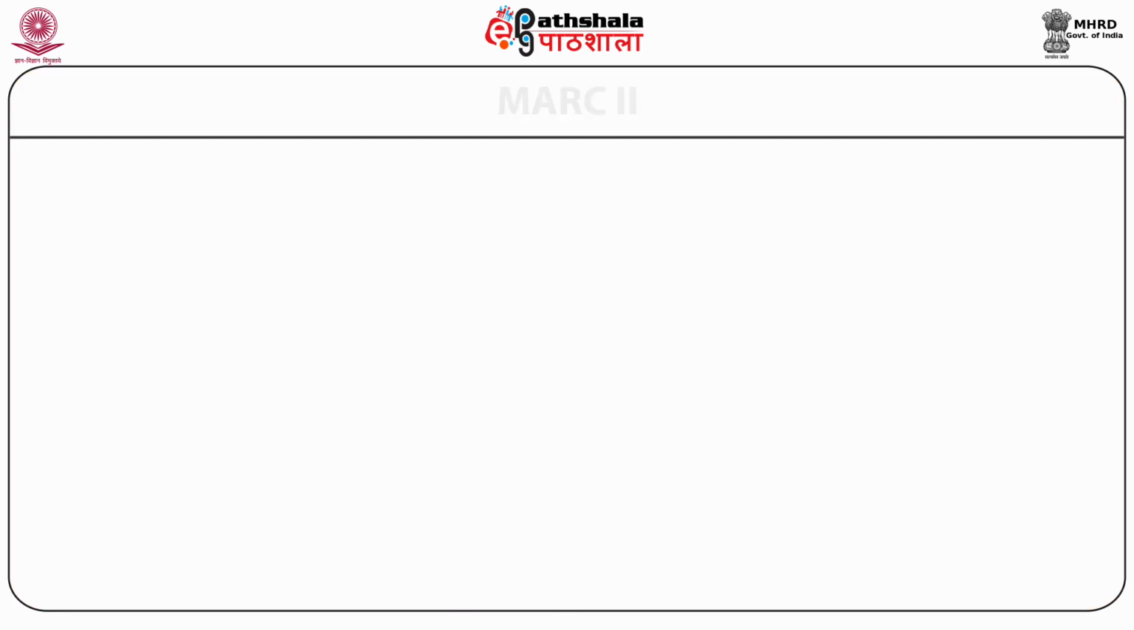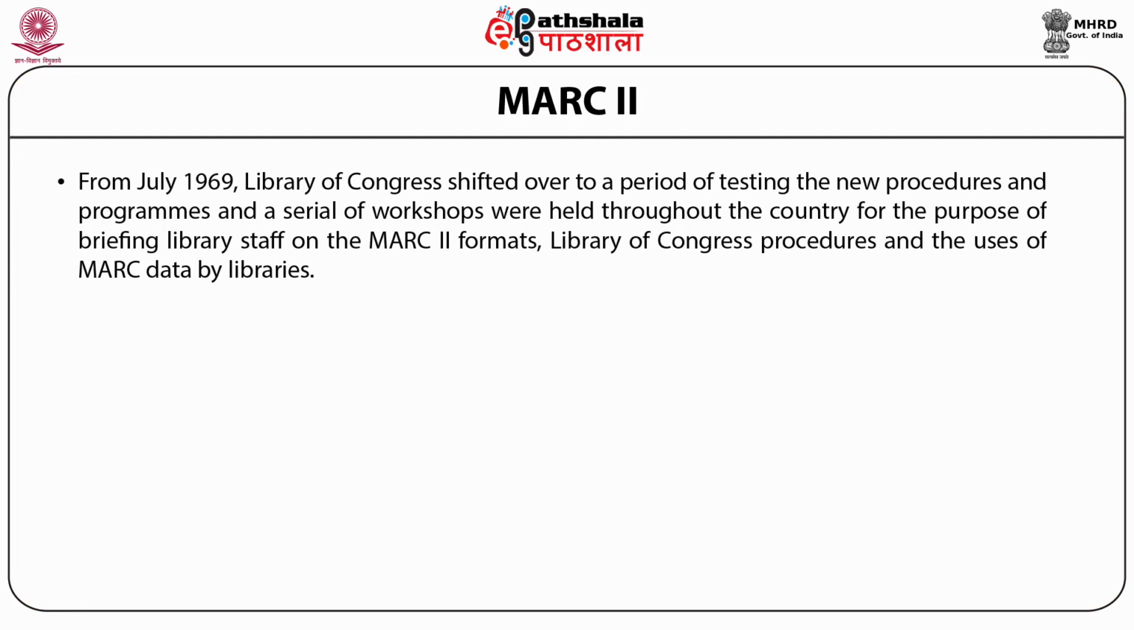Since 1965, the Library of Congress has established a global network of national and regional offices for international cooperation. Each office is responsible for the selection, acquisition, and dispatch of material published locally. In Britain, the office was located with the bookseller Stevens and Brown, and the bibliographical information was supplied by B&B in MARC tapes. From July 1969, Library of Congress shifted over to a period of testing the new procedures and programs, and a series of workshops were held throughout the country for the purpose of briefing library staff on the MARC second formats, Library of Congress procedures, and the users of the MARC data by libraries.